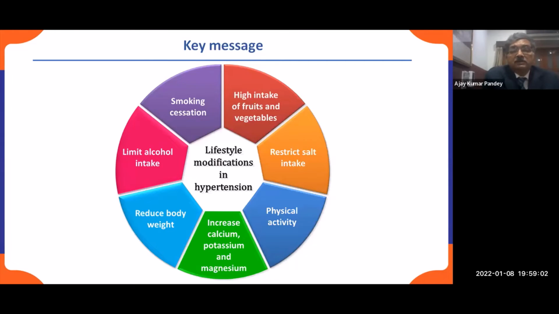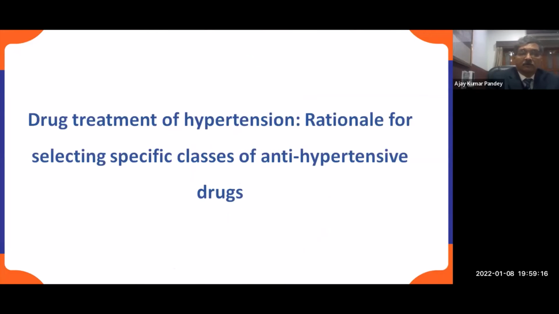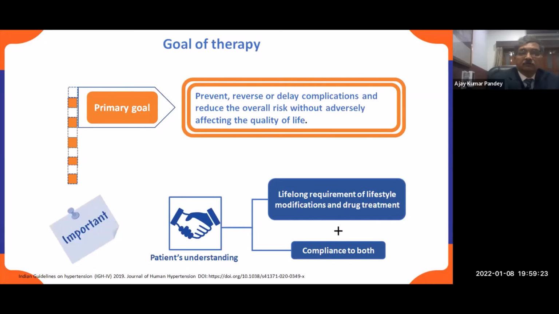So the key message for lifestyle modification is smoking cessation, high intake of fruits and vegetables, restrict salt intake, physical activity, increase calcium, potassium, magnesium, reduce body weight, and limit alcohol intake. So that's the concept of all non-pharmacological measures. I will come to drug treatment, rationale and selecting specific class of antihypertensive drugs, and then we can finish it off. Goal of therapy: as you all know, our primary goal is to prevent, reverse or delay the complication and reduce the overall risk without adversely affecting the quality of life.